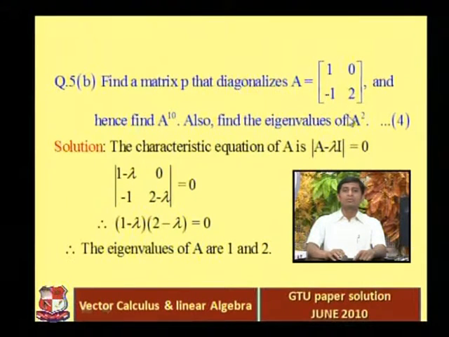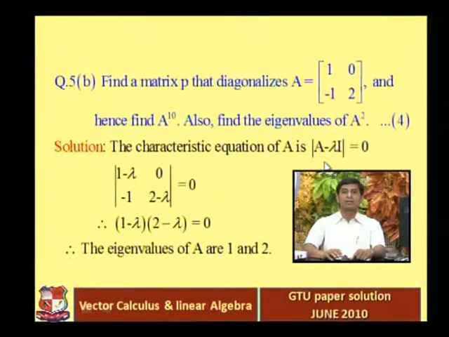Now if you look at this matrix, it is a lower triangular matrix. We know that in a lower triangular or upper triangular matrix, the main diagonal entries are the eigenvalues. So directly you can say that the eigenvalues of this matrix are 1 and 2. Otherwise, we know the method to find the eigenvalues of any matrix.